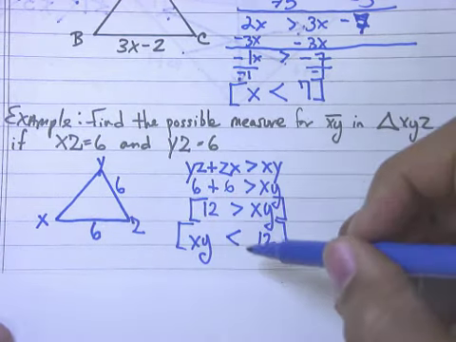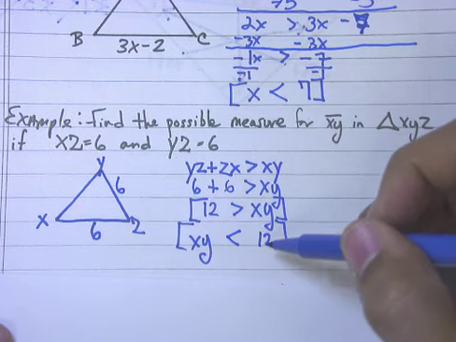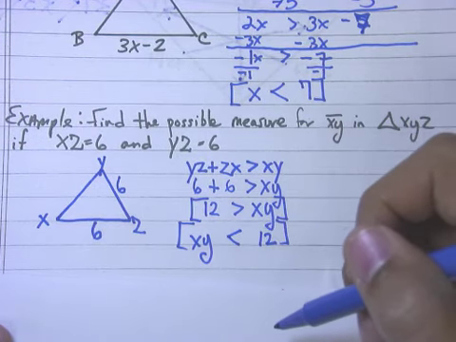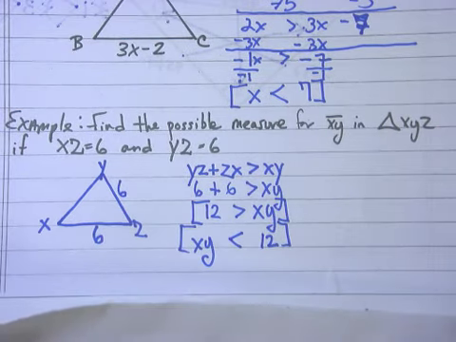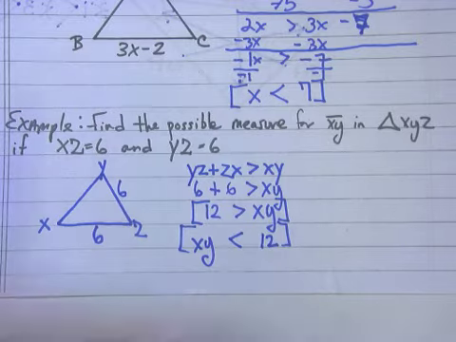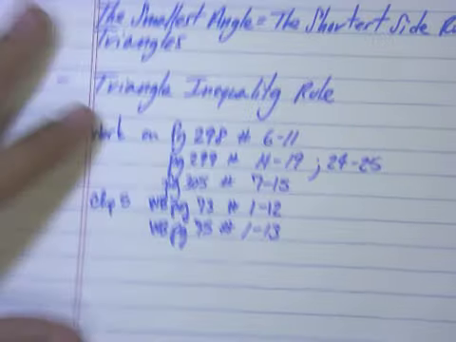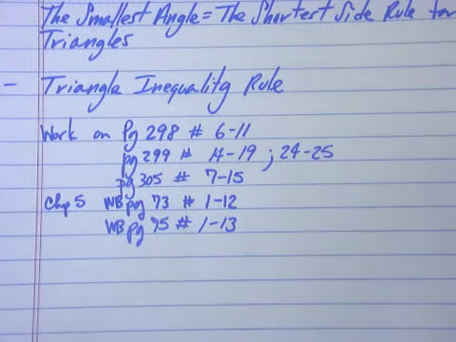Smaller than 12. So it can be 11, it can be 10, 9, 8, all the way down to 0. Now could it be negative? Can you have a negative side? The answer is no. So xy is less than 12. So it's anywhere from 12 all the way down to 0. And those are your possible values for xy.